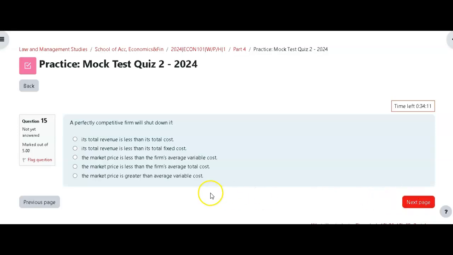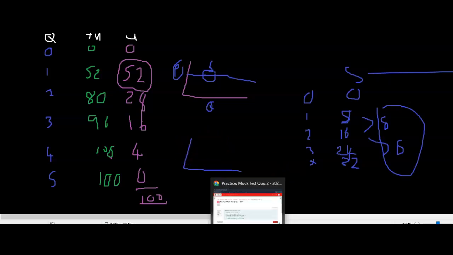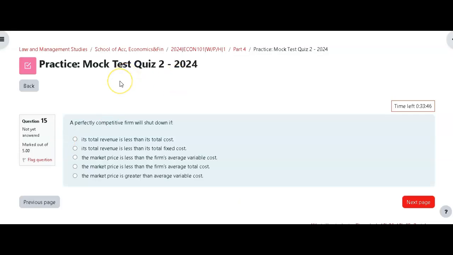Okay, the next one, a perfectly competitive market. Now, when you think of perfectly competitive markets, those markets are like your everyday shops, right? They're selling chips, they're selling water, they're selling chocolates. At the end of the day, they have to make a profit, right? Okay, a perfectly competitive market will shut down.